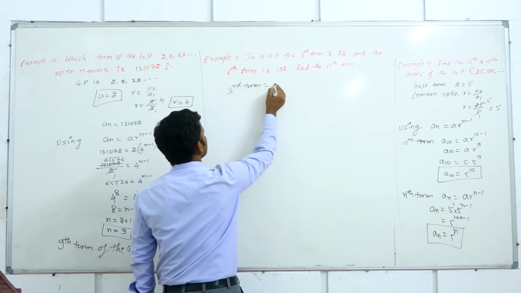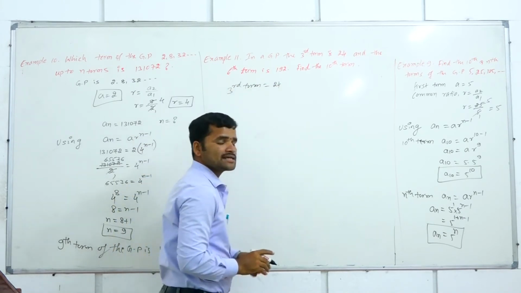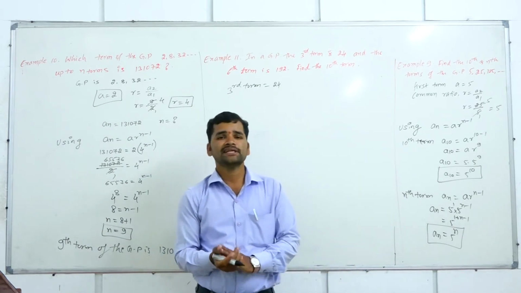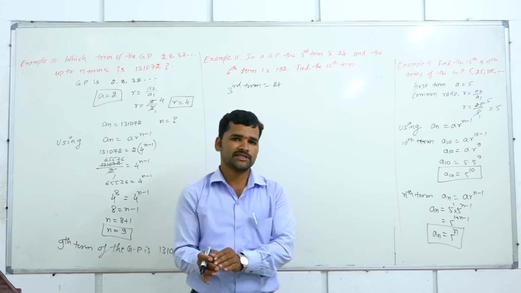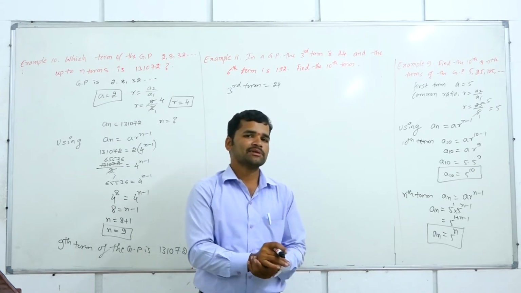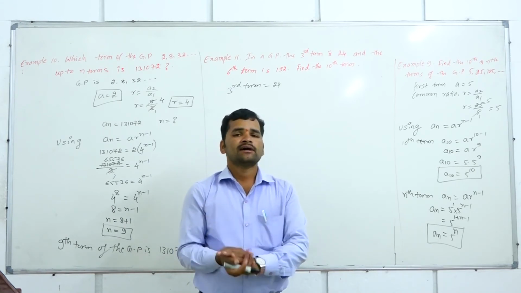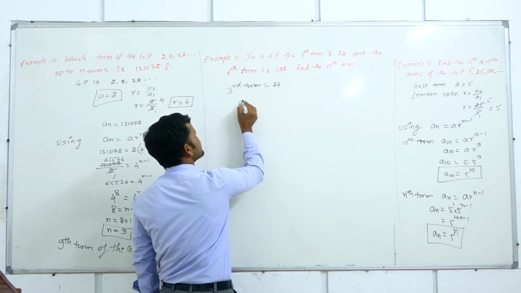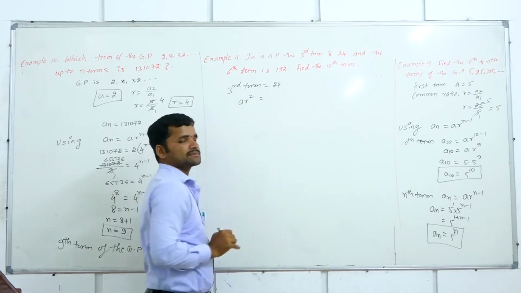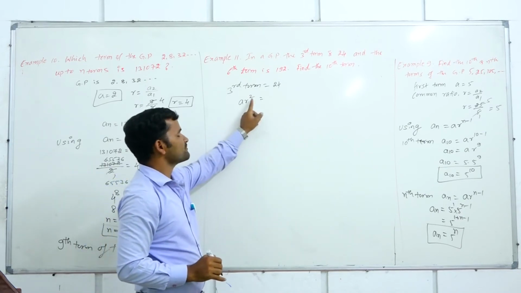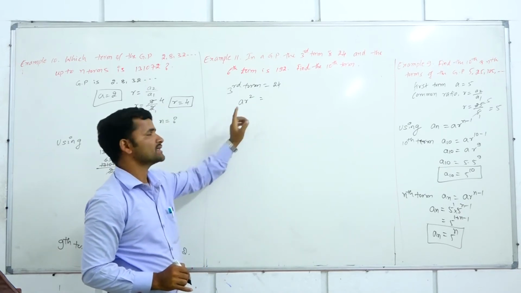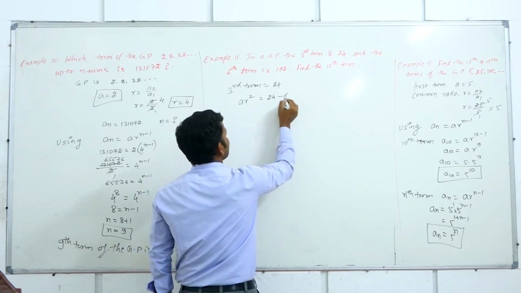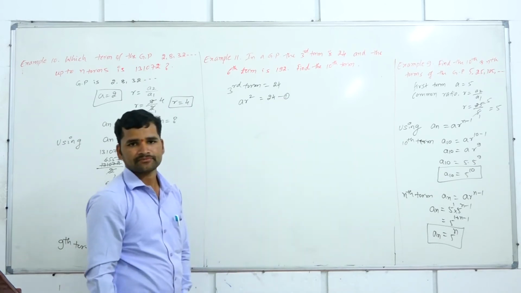What is the third term of a GP? In a GP the nth term is A into R to the power of n minus 1. In the same way, third term, n is equal to 3 here. So third term means A into R to the power of 3 minus 1, that is A into R square, which is equal to 24. Let me take this as equation 1.